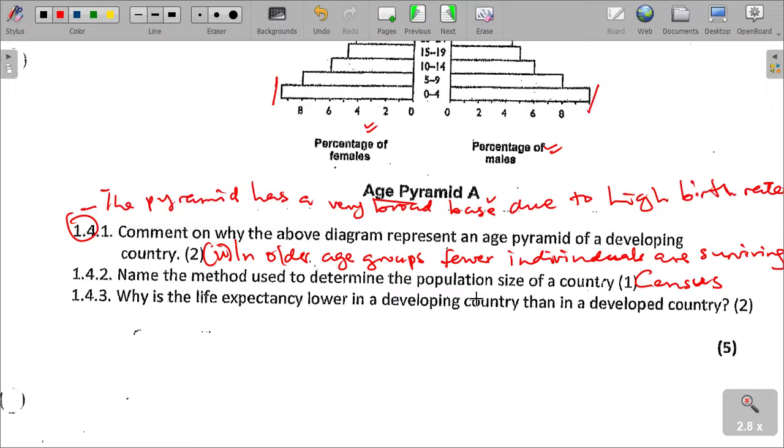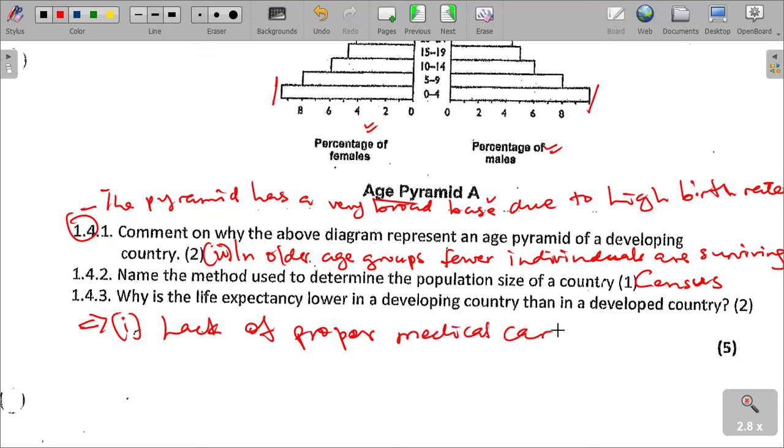1.4.3, why is the life expectancy lower in a developing country than a developed country? Low life expectancy in a developing country is caused by various factors. Amongst them, one is lack of proper medical care. The medical care cannot be enough, so people sometimes end up dying young.